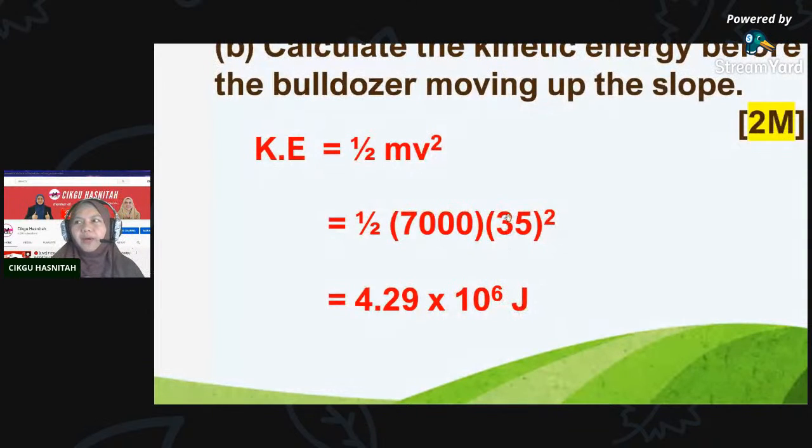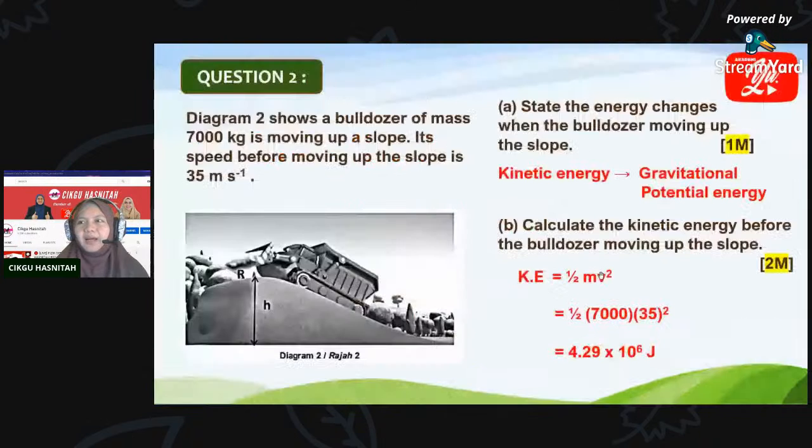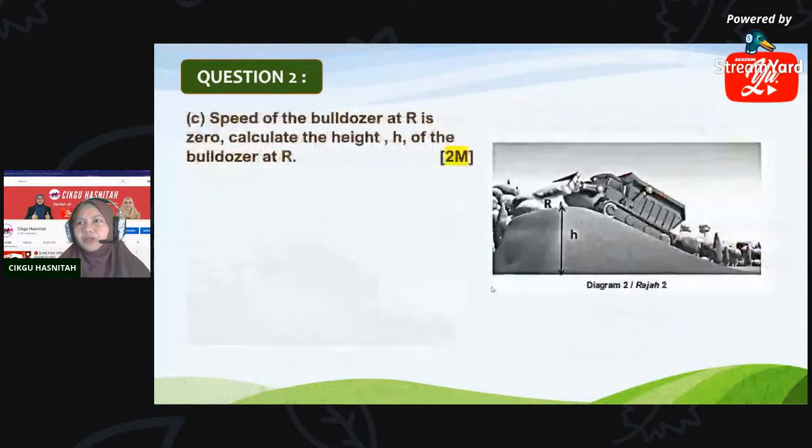So where are you going to allocate these 2 marks? The first mark is in the substitution, when you substitute this formula with the correct values. Mark 1 is given here. And mark number 2 is given for the correct answer with the correct unit: 4.29 times 10 to the power of 6 joule. Okay, class, let's move to the next question.